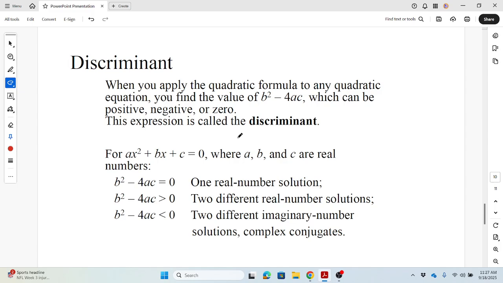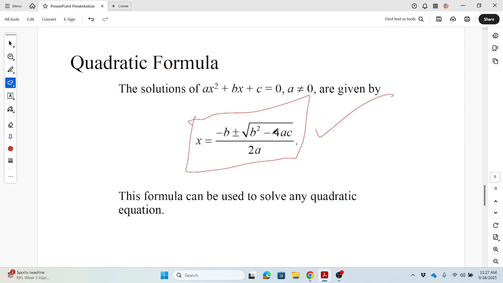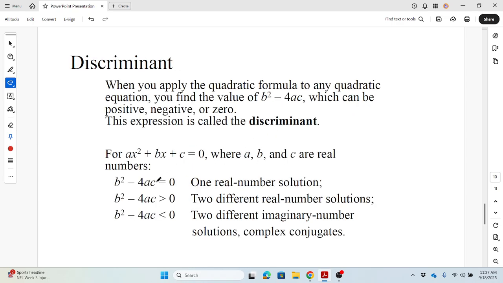Okay, the expression b square minus 4ac in the formula you can see here, based on the value of this expression, if it's exactly equal to 0, then the solution for the quadratic equation would be only one real number. If this expression is positive, there will be two real number solutions. And if this expression is negative, there will be two imaginary number or complex conjugate solutions. So based on the value of this expression, which is also called the discriminant, you will be able to say how many zeros you have.